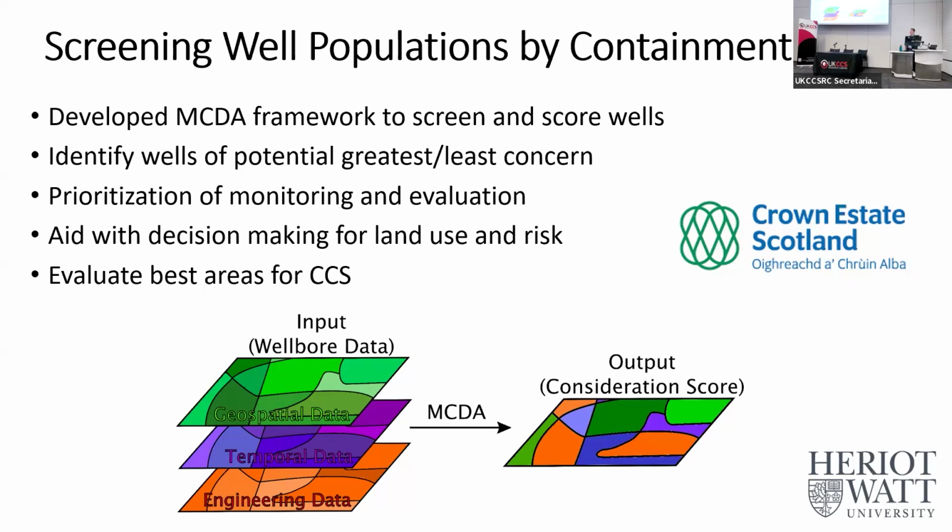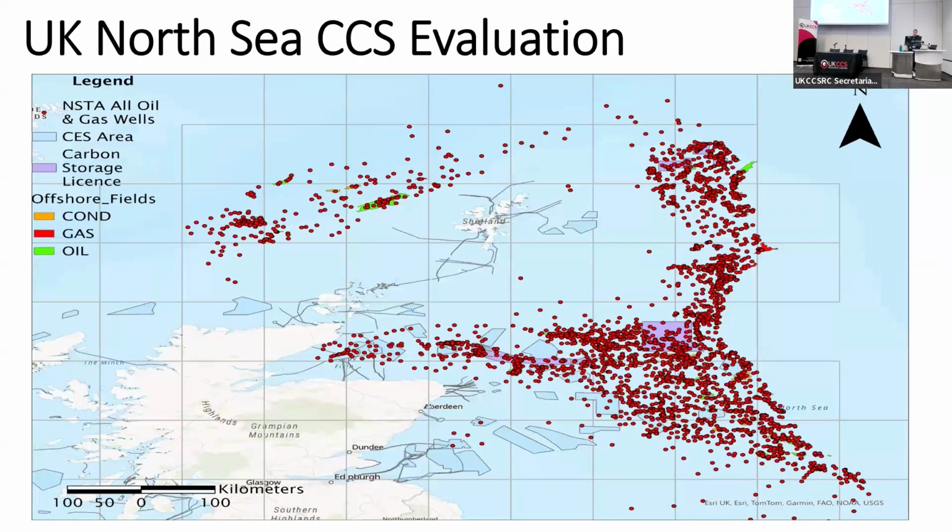And this is the classic kind of MCDA framework where we have different data sets. We have geospatial information, temporal data, and engineering data on those wells. And we pick out parts of that for each individual well and come up with some form of score to help indicate the risk posed by that given well. This shows the Scottish North Sea context and why we want to do that, because at the most basic level, we have a map full of dots, red dots, which isn't particularly helpful because all of those dots are very different. They're very different wells, different ages, different depths, so on and so forth, different characteristics.